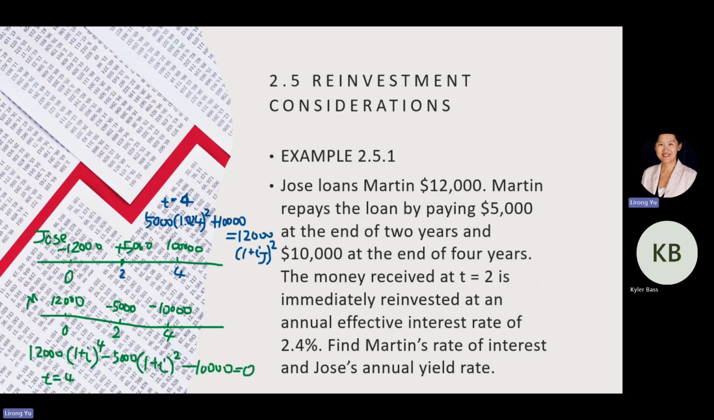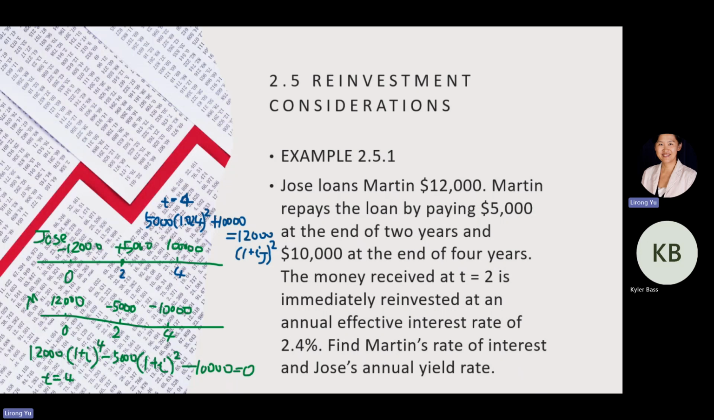Originally, if there's no reinvestment, then Jose's timeline and Martin's timeline will be identical, except one is positive and the other negative. They're just opposite of each other. But now, because Jose decided to put the money that he received as payment into the bank at a certain rate of return, his reinvestment has a set rate of return. That's 2.4%. So now the two persons are not facing the same timeline anymore. So let's look at these two timelines, one for Jose, one for Martin.